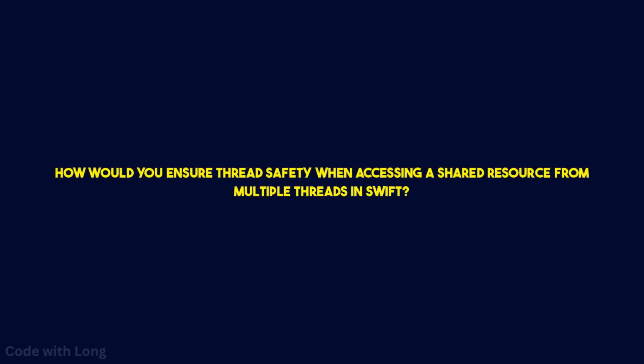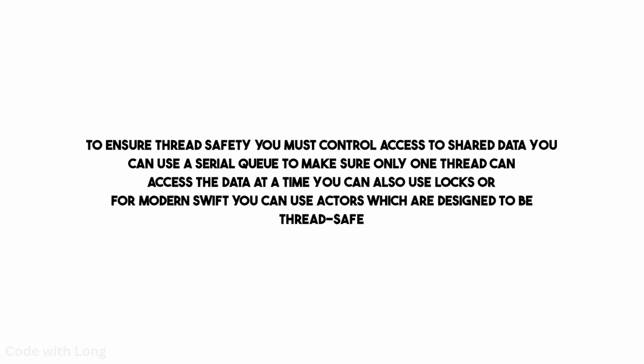How would you ensure thread safety when accessing a shared resource from multiple threads in Swift? To ensure thread safety, you must control access to shared data. You can use a serial queue to make sure only one thread can access the data at a time. You can also use locks, or for modern Swift, you can use actors, which are designed to be thread safe.